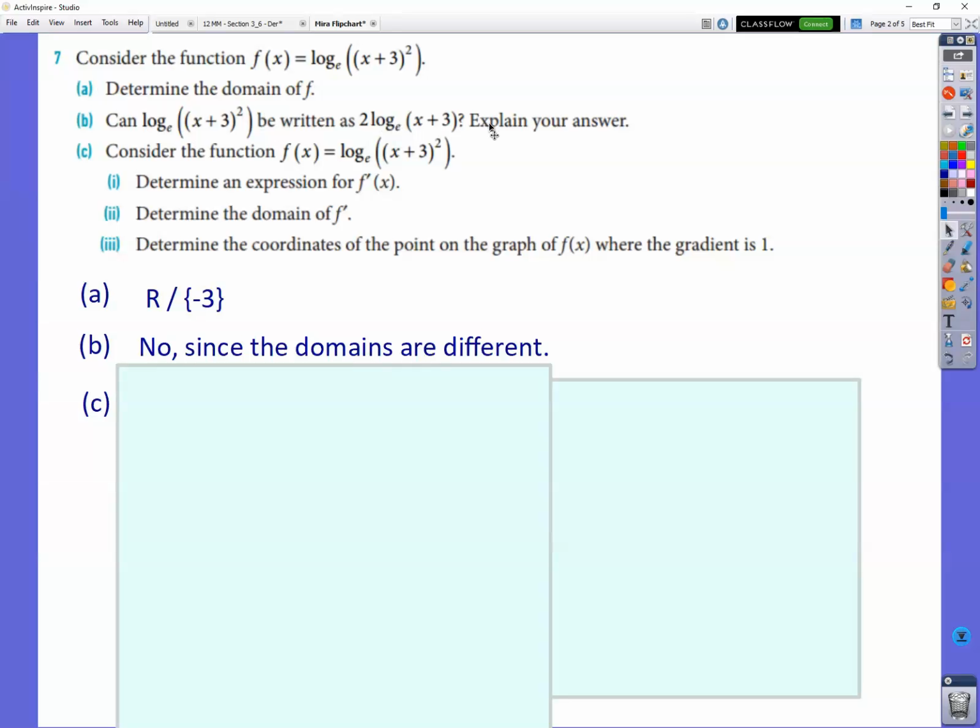Okay, happy with that? So for most functions that doesn't happen, but because with logs you can only take the log of a positive number, that's why it's coming up in this chapter. Okay.